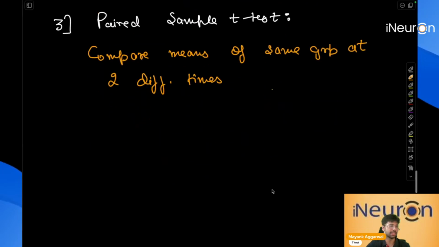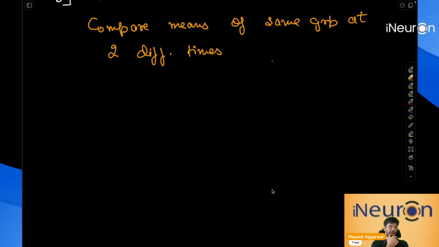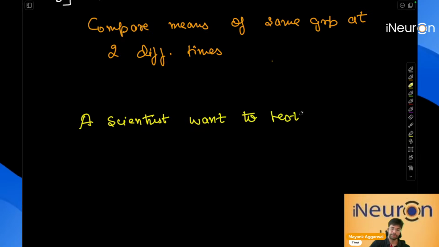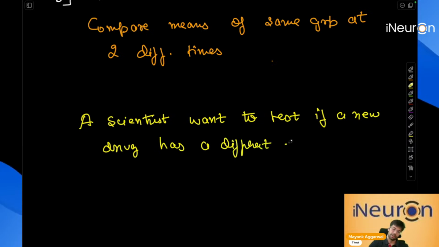Okay, now let us see some applications of the same. A real world example: let's say a scientist wants to test if a new drug has a different effect than placebo. I will tell you how medical trials are done.